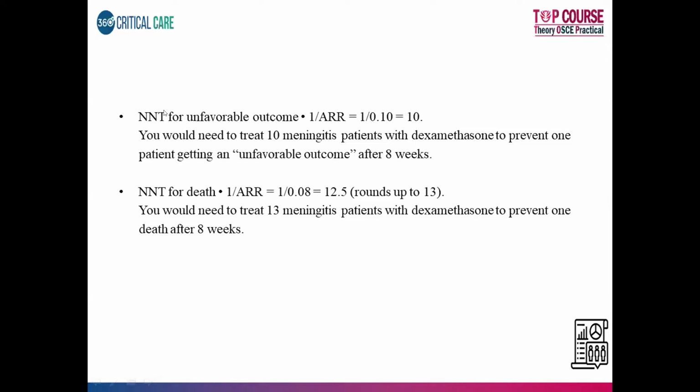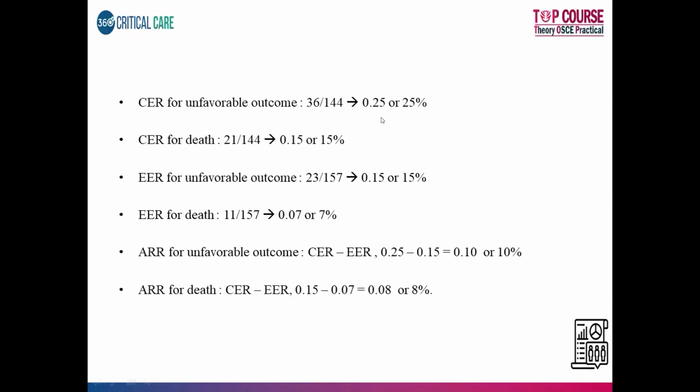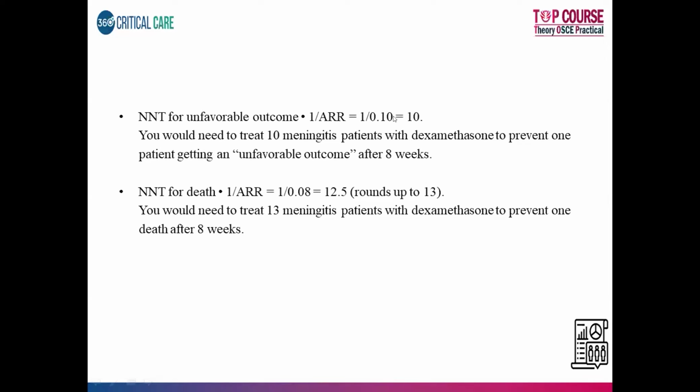So, NNT, I told you, is 1 divided by ARR. So, 1 divided by, so this is 10% or 0.10. So, 1 divided by 0.10 will be 10. So, you would need to treat 10 meningitis patients with dexamethasone in order to prevent one patient getting an unfavorable outcome after 8 weeks. Okay. Similarly, in order to prevent death, you need to treat around 13 meningitis patients with dexamethasone to prevent one death after 8 weeks.